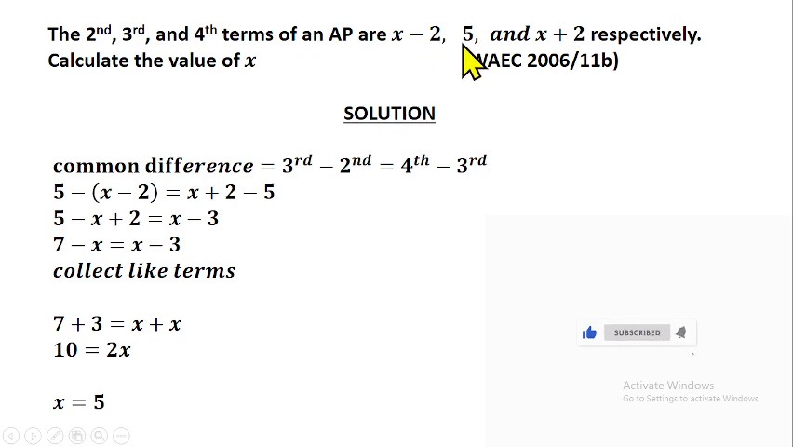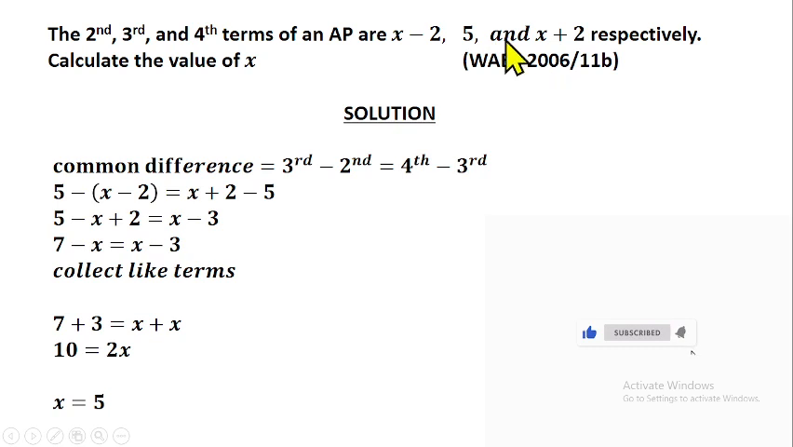So that means if you find the common difference between third and second, and fourth and third, then the common difference between this one and this one should be equal to the common difference between this one and this one, because we know that arithmetic progression has a common difference between two successive terms, isn't it? Yes. So the difference between this and this should be equal to the difference between this and this. Common difference is equal to third term minus the second term, which should be equal to the fourth term minus the third term. That's what you're having here.